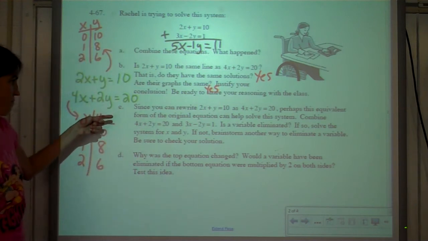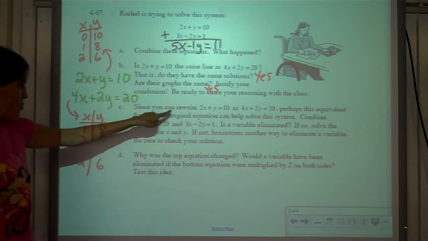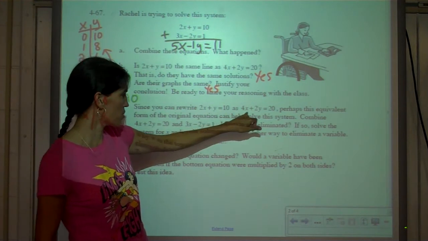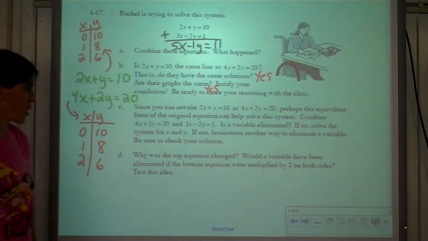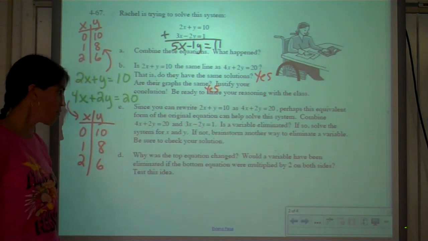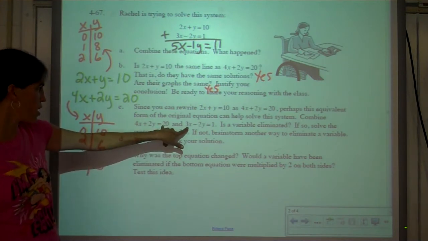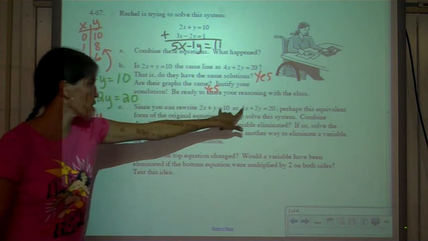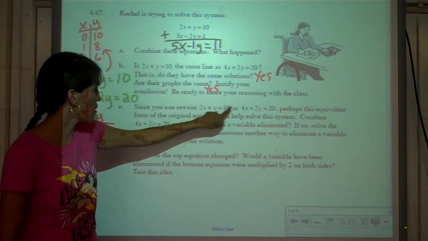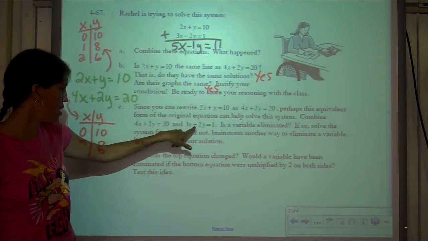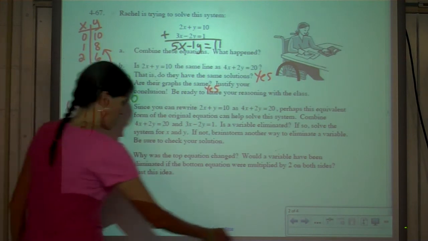All right, C. Since you can rewrite 2x plus y equals 10 as 4x plus 2y equals 20, perhaps this equivalent form of the original equation can help solve this system. Now, if these are equivalent, instead of using this one, I'm going to use this one right here, and is a variable eliminated?